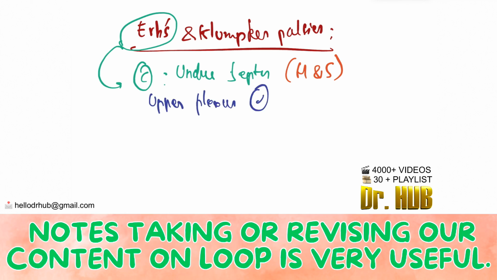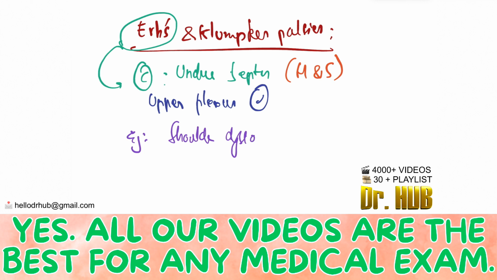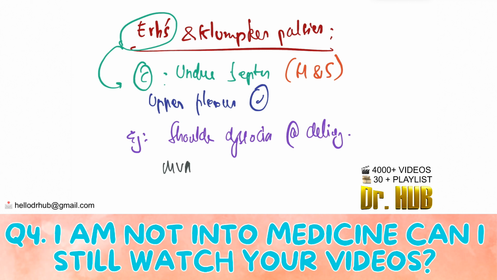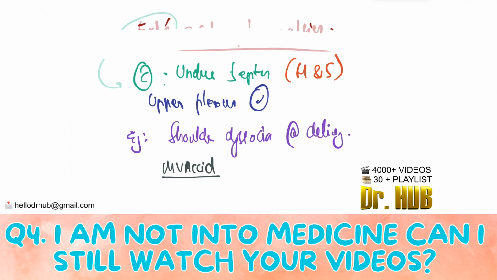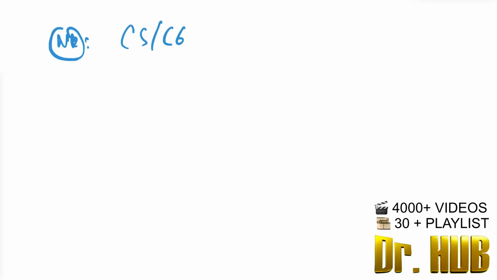Then next we have a question on the examples. The example will be the shoulder dystocia at delivery. Next, it will also include motor vehicle accidents. So the question arises on the nerve roots. What will be the nerve roots here? The nerve roots involved here will include C5 as well as C6.